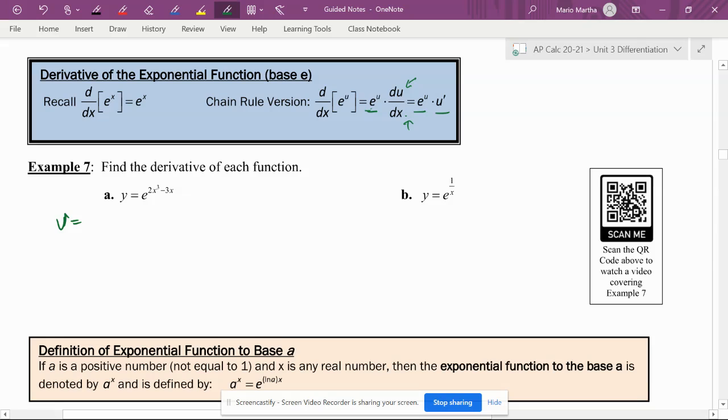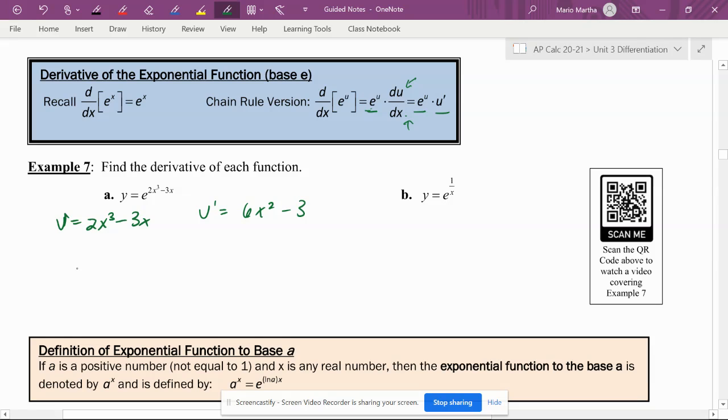If we look at the first problem, we want to find the derivative of each function. We're looking at y equals e raised to the 2x to the third power minus 3x. We want to make sure that we identify what we have here. So u, which is our exponent, is 2x cubed minus 3x. And then u prime, we take the derivative of that, and that's just going to be 6x to the second power minus 3.